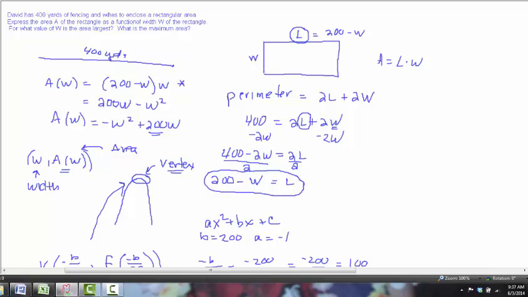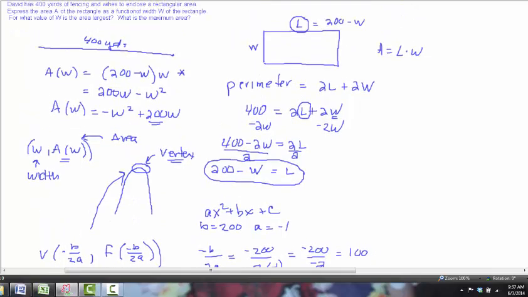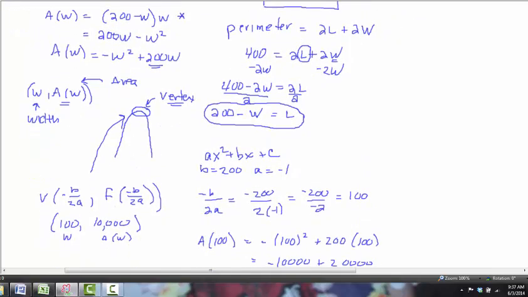So to answer the question, for what value of W is the area the largest, that would be 100 yards would be the width. I can't write. Yards. There we go. And 10,000 yards squared would be the maximum area.